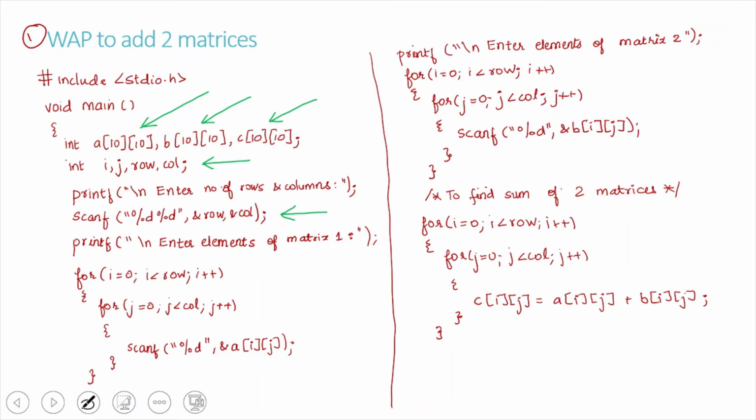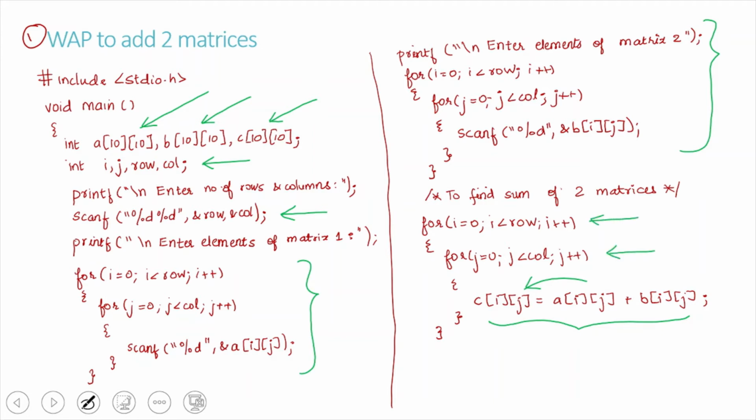In order to read the matrix elements, we have to use a nested for loop like what we saw in the previous slides. Similarly, enter the elements of matrix 2. To find the sum of two matrices, it's as simple as adding two elements and giving the value to a third variable. But remember to use two for loops.